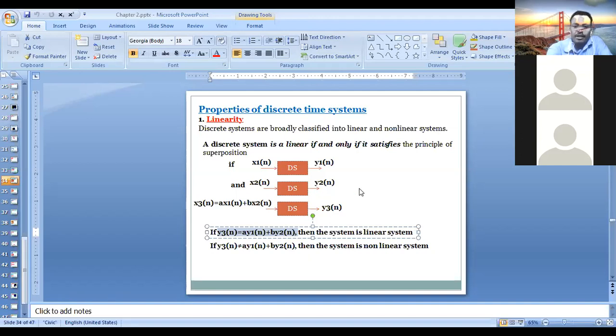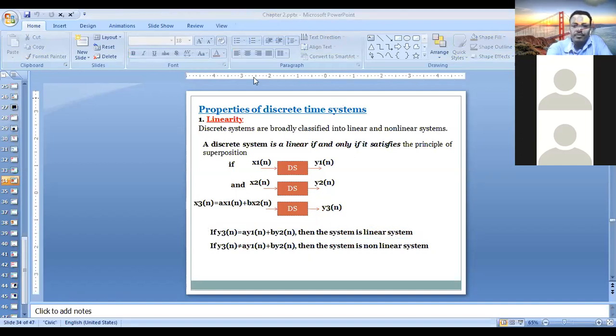As you can see here, y3 of n is equal to, the first condition is homogeneity. If you multiply the input by a, the output is multiplied only by a, no other change. If you multiply by constant b, the output is also multiplied by constant b. That's what homogeneity means. If you add them, the output is also added together. The addition is superposition. Multiplication by a constant is homogeneity. Combine the two, we call it a linear system.